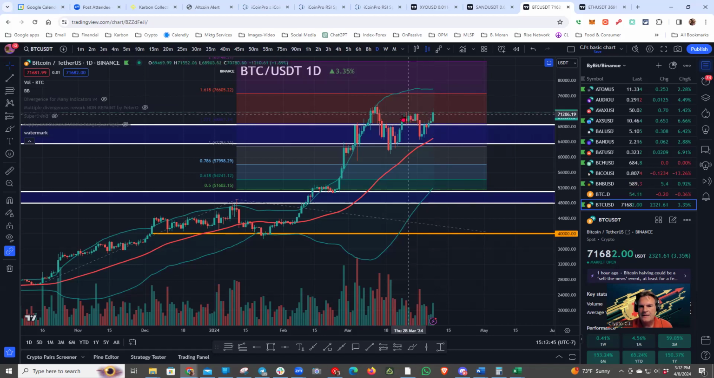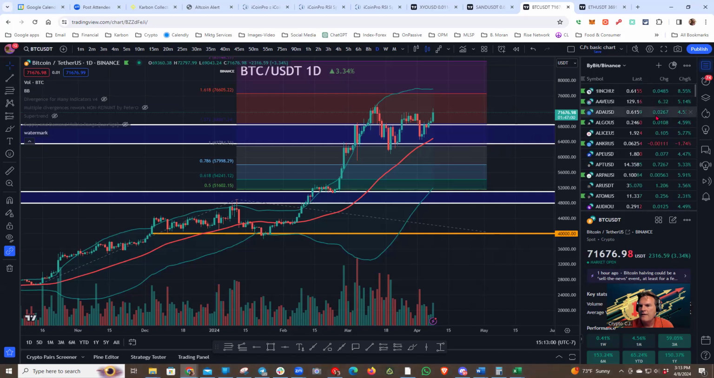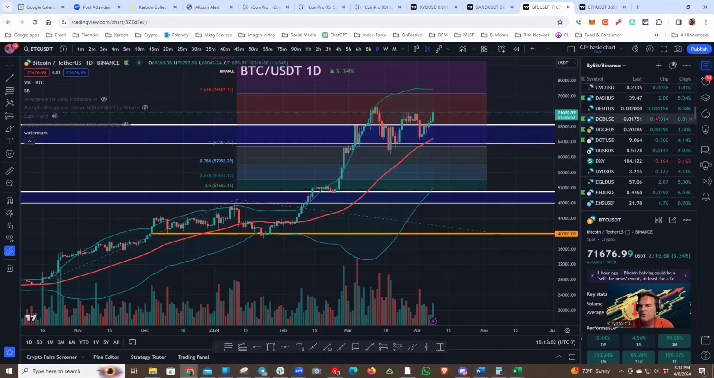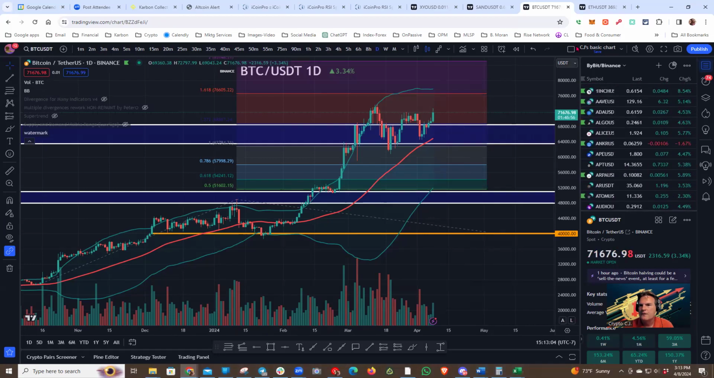We were at 72 briefly today. Looked like we might hit 73, at least on Binance, on the Binance chart, but didn't quite make it. But up 3.34%. And as you can see from my list here, nearly everything is up. So a good day for crypto overall.